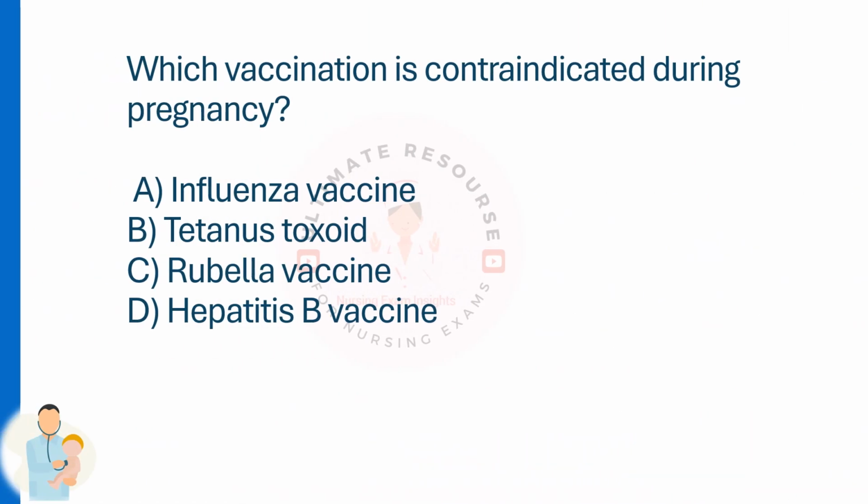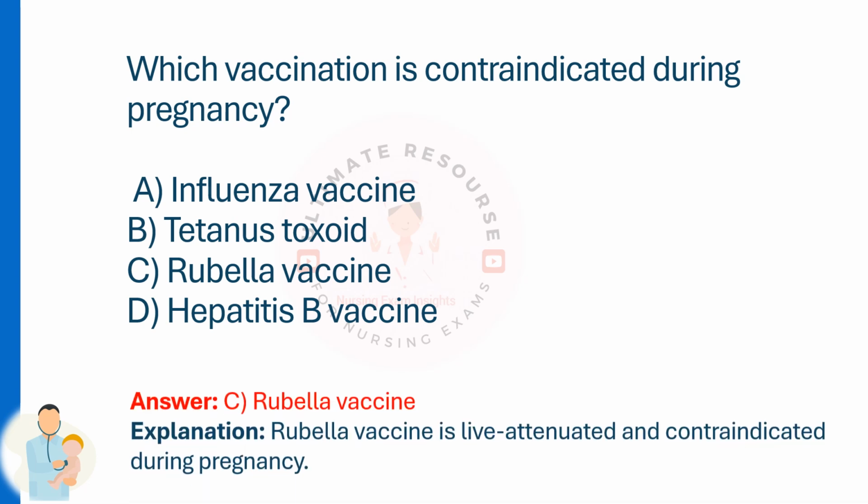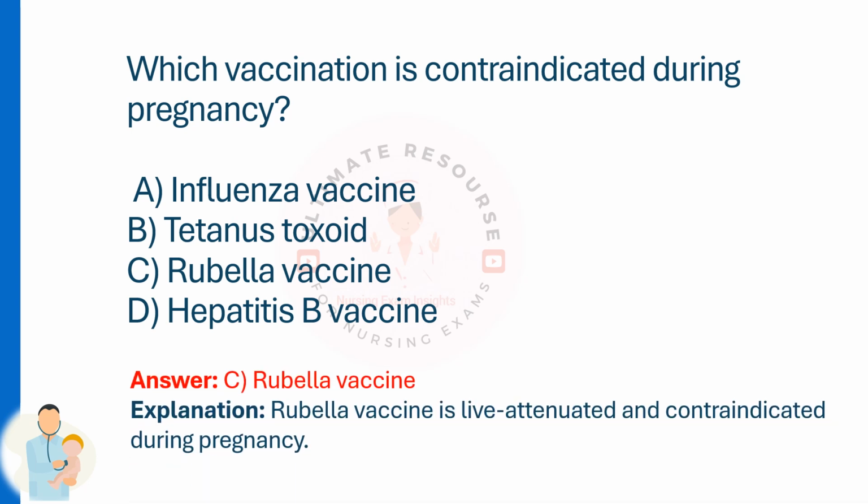Which vaccination is contraindicated during pregnancy? Options are A. Influenza vaccine, B. Tetanus toxoid, C. Rubella vaccine, D. Hepatitis B vaccine. The answer is C. Rubella vaccine. Rubella vaccine is a live attenuated vaccine, which is contraindicated during pregnancy because it may cross the placenta and present a risk for the developing fetus.